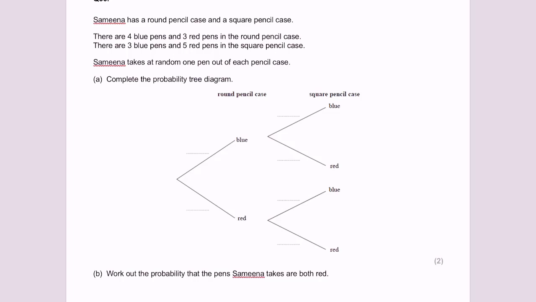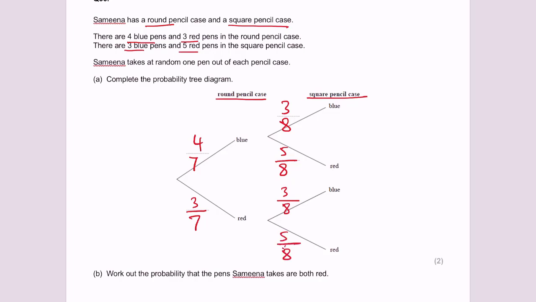Okay, so let's work out the probabilities for the round pencil case and the square pencil case. On the round one, which is the first one, 4 blue and 3 red, altogether we have 7. So blue is 4 out of 7 and red is 3 out of 7. On the square pencil case, 3 blue and 5 red, 8 altogether. So 3 out of 8 is blue, and 5 out of 8 is red.